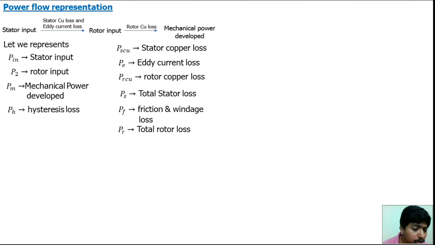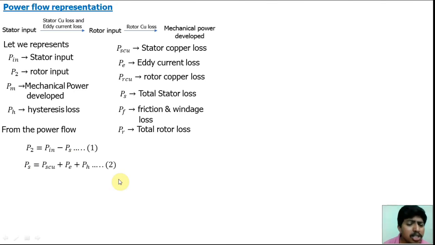Okay. So from this power flow, we write P2, the rotor input, is equal to the stator input minus the total stator loss. So P2 is equal to Pin minus PS. PS means total stator loss, the summation of all stator losses: stator copper loss, stator eddy current loss, and hysteresis loss. Then mechanical power developed, PM, is equal to the rotor input minus all rotor losses, PR. So total rotor loss PR is equal to the summation of rotor copper loss, friction and windage losses.